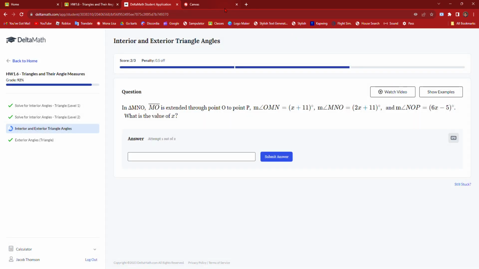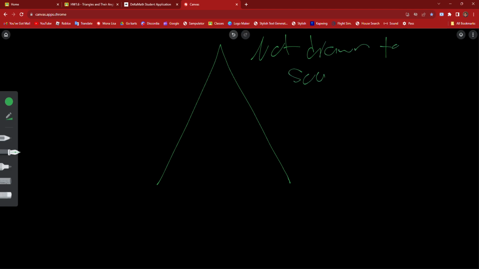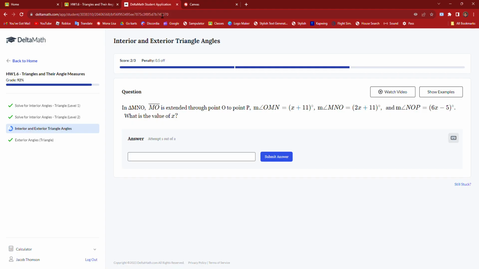So we know that. So basically what you want to do first is draw your triangle. That sucks. This is not drawn to scale, so it doesn't matter. You do not need to write this, in case you want to note it. Yes, I'm aware my handwriting is very bad, but don't make fun of me for it. Okay? I'm on my PC. It's not like I have a pen.